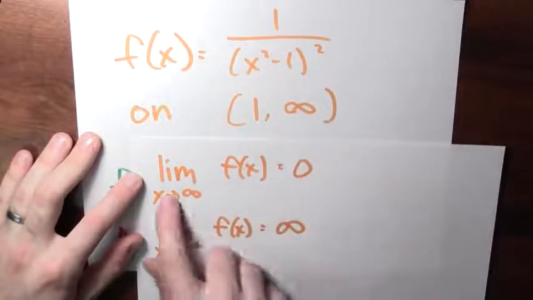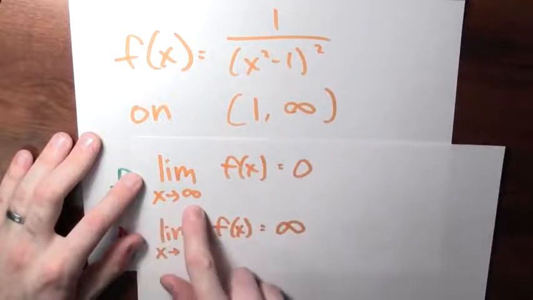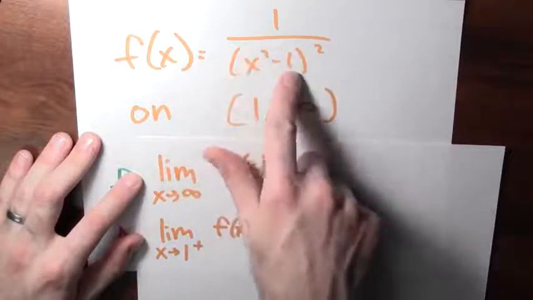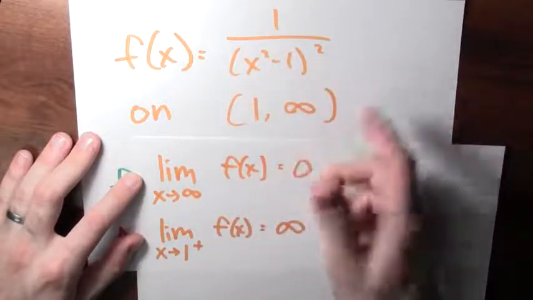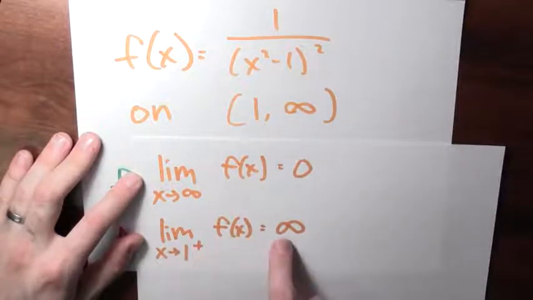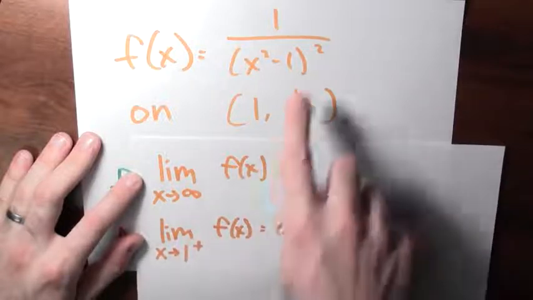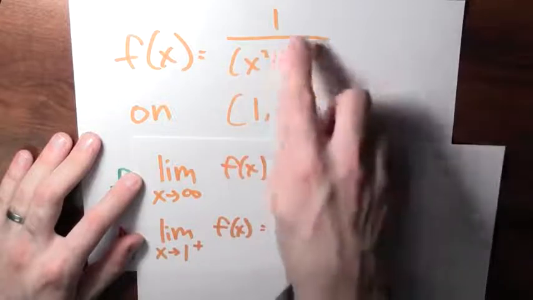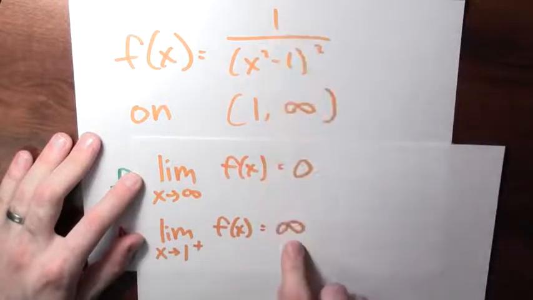And doing calculation, I find that the limit of the function as x approaches infinity is 0, because in that case the denominator can be made as large as I like, which makes this ratio as close to 0 as I'd like. And the limit of the function as x approaches 1 from the right is equal to infinity, because in that case, this denominator can be made as close to 0 and positive as I'd like, which makes this ratio as large as I'd like.